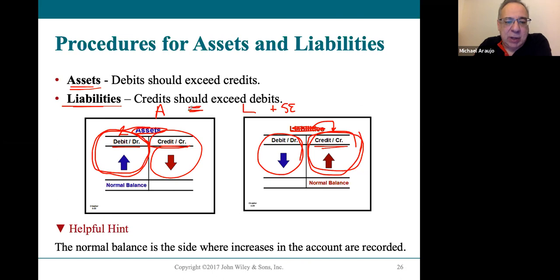Again, if you want to use the equal sign in the equation to help you remember, left side assets, right side liabilities, that would be wonderful, just as a learning tool. Notice that because assets increase on the debit side, their balances are going to be on the debit side of the account. Because liabilities increase on the credit side, their balances are always going to be on the credit side as well. Their normal balances are on the credit side.